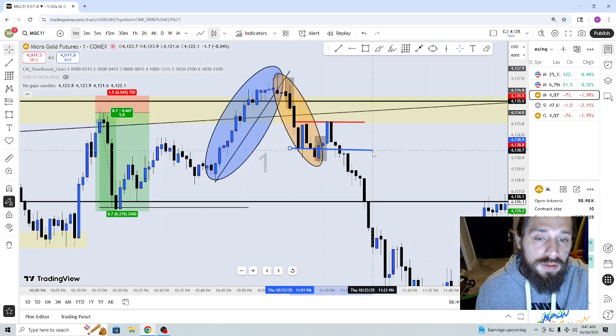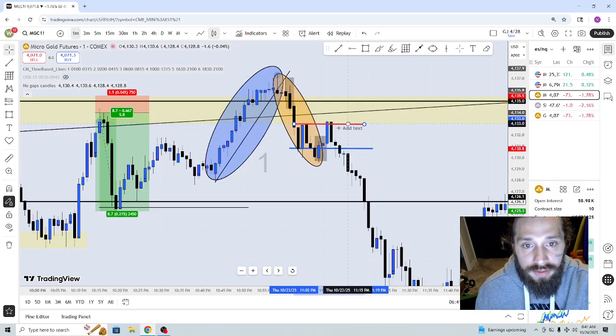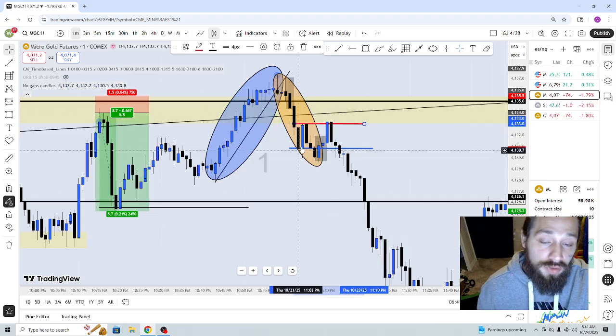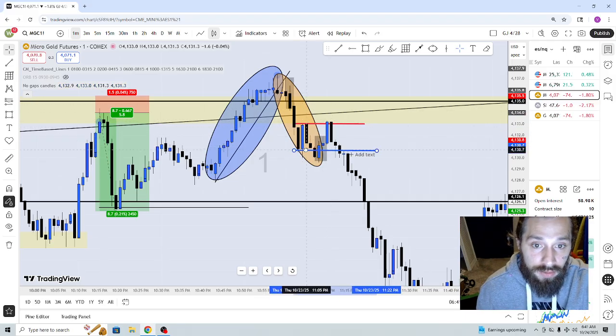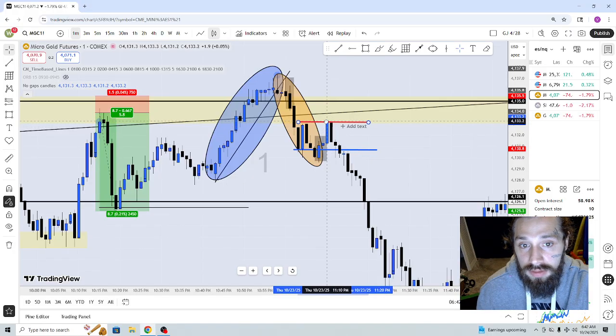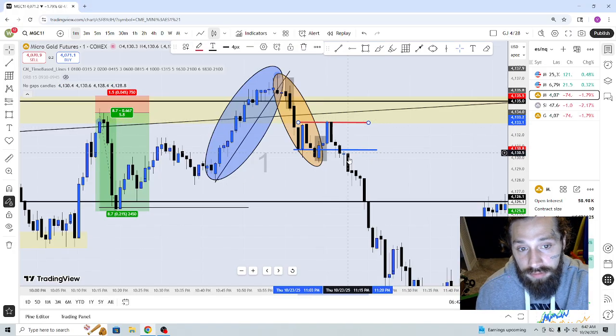So while we see resistance get created right here, price also created support immediately right before that resistance was created. So support was created here, resistance was created here, price came down, broke support, came back up, retested the resistance, and then followed through on the break of support.